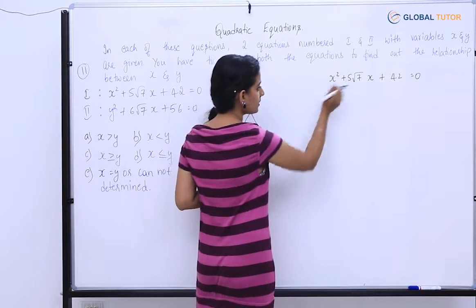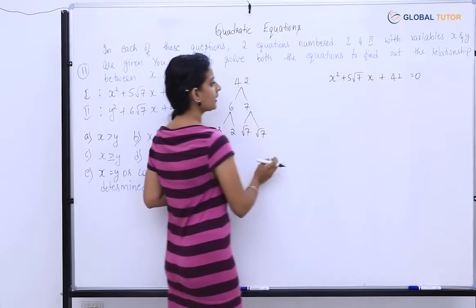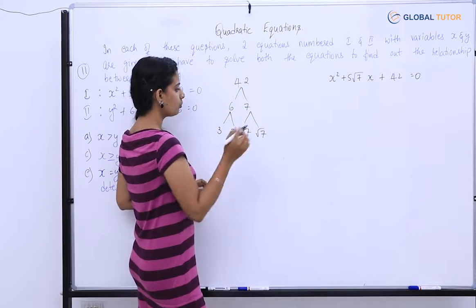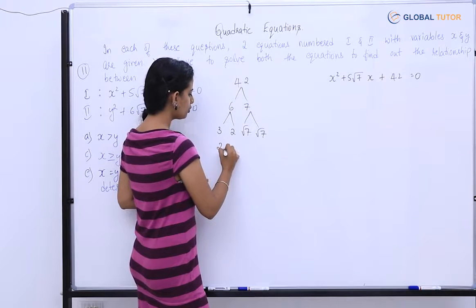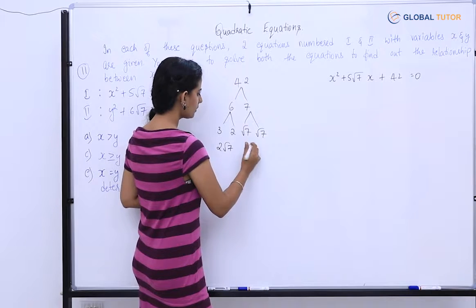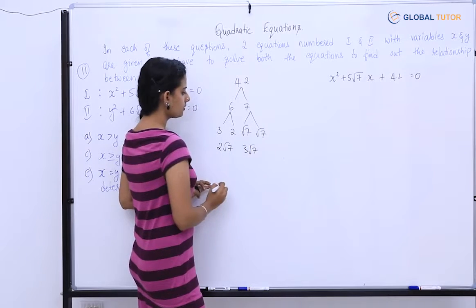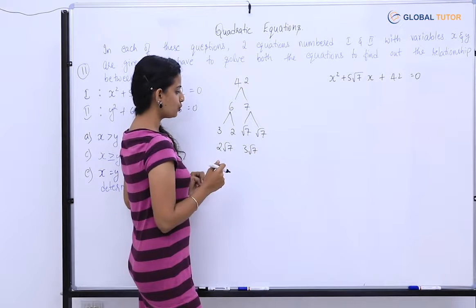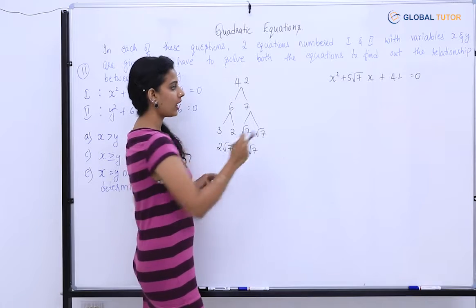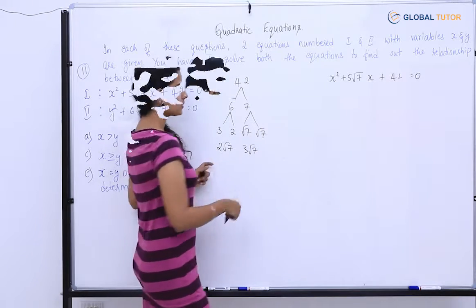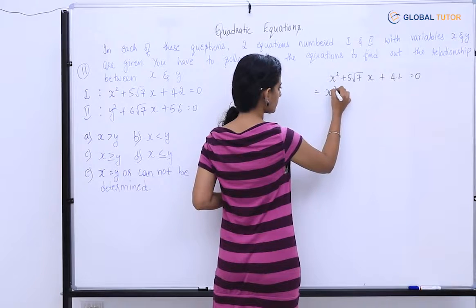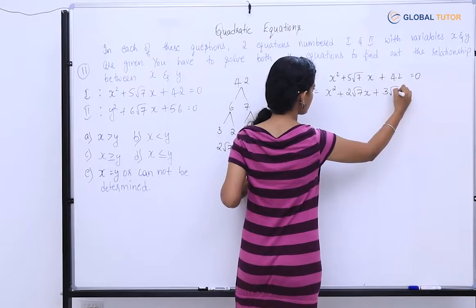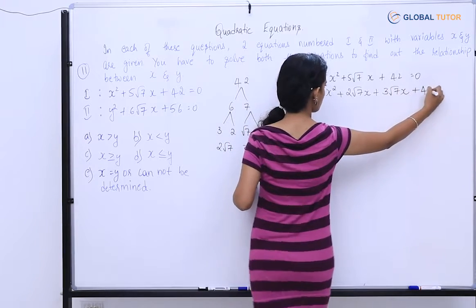Because I have root 7 here, and I need to ensure that when I sum these up I should get 5 root 7. So what we can do is 2 root 7 and 3 root 7. When I multiply these, I will get 42. When I add these two, I will get 5 root 7. So we can write this as x square plus 2 root 7x plus 3 root 7x plus 42 is equal to 0.